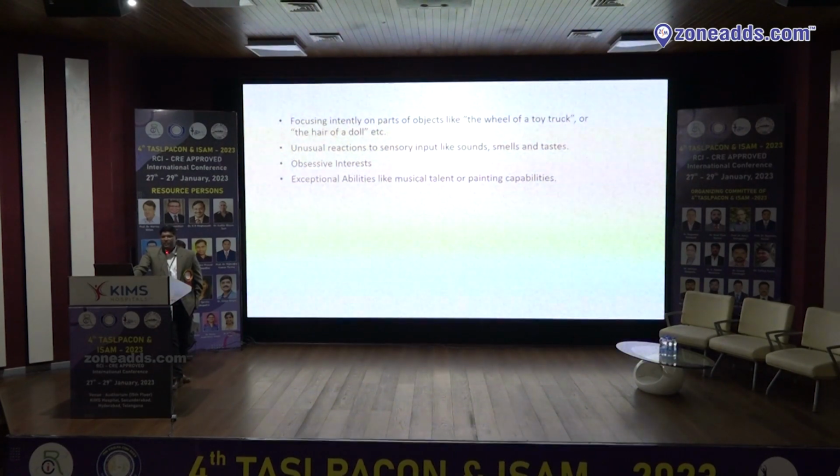Generally, the things that are very important for us may not be important for autistics. They specifically notice things which bother us the least, but seem very important for them. As they don't have proper connectivity in the brain, they seem completely involved in these kinds of activities, like looking at the wheels of a toy truck. Unusual reactions to sensory input like sounds, smell and taste, and obsessive interest.